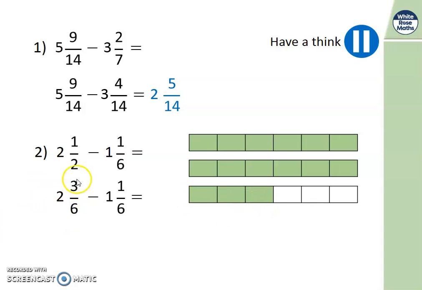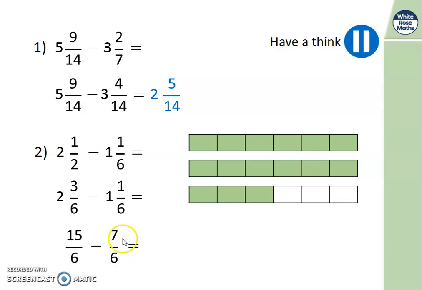So we always build the bar model to match the first number. Then we can subtract 1 and 1 6. So let's change it first into the improper fractions. 2 times 6 is 12, add 3 is 15. 15 6. You can check that by counting up here and you'll see there are 15 parts that are green. Then 1 times 6 is 6, add 1 is 7.